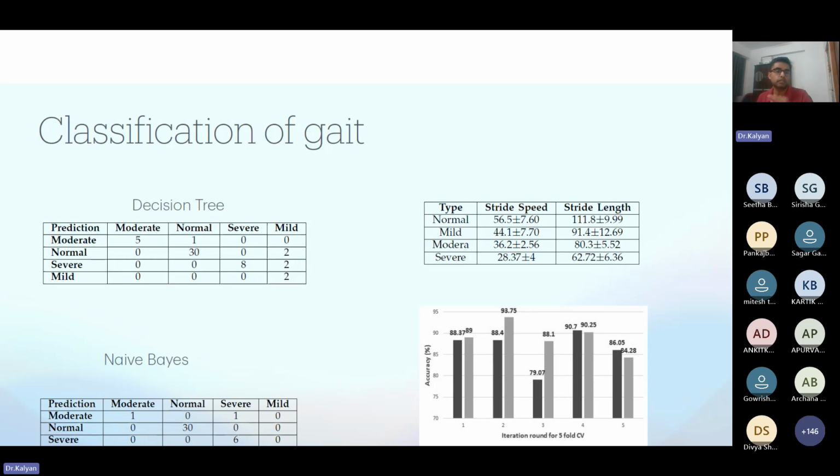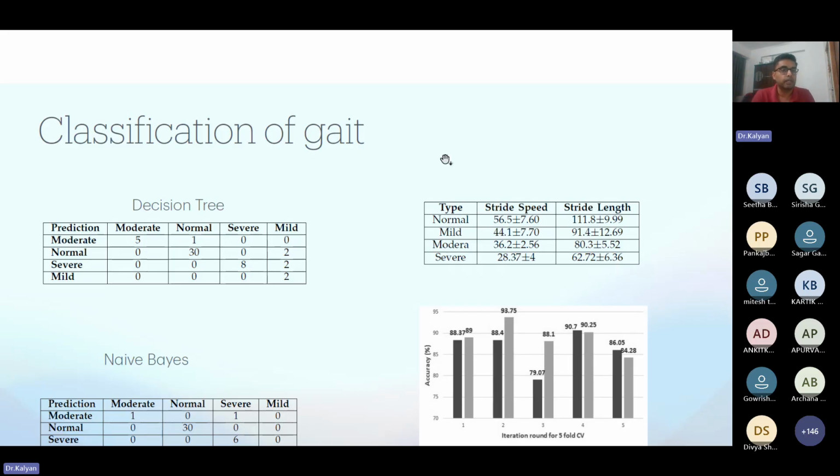Then what did we do? We applied decision trees and the naive Bayes algorithm to classify these 4 classes. This is now getting into the machine learning part of it, where we have gait data and we're trying to classify different kinds of gait abnormalities. What we found is that decision trees do well because the majority of the data collected was from normal people. If you see the confusion matrix, the majority of them are classified correctly. 30 people are correctly classified. There are some misclassifications between moderate and so on.